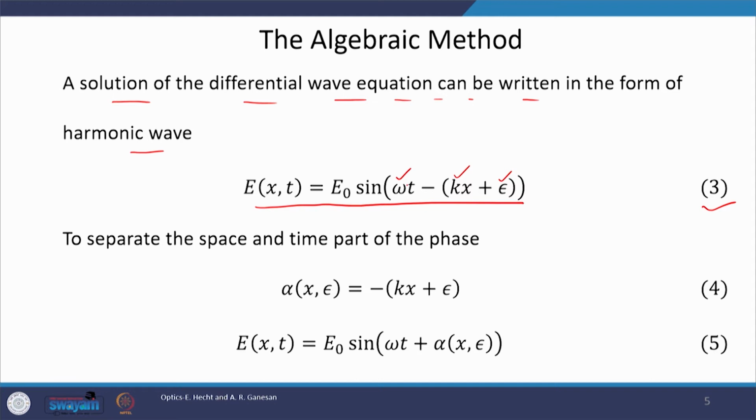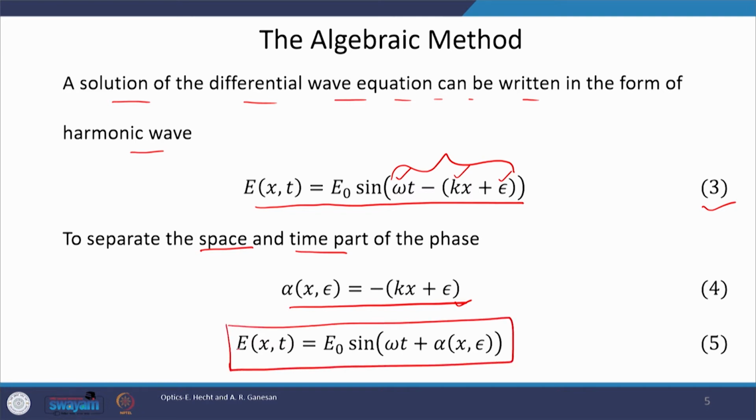Now, you see that in the phase part there are a space dependent component and a time dependent component. Okay. Now, let us separate the space and time parts in the phase. The space part can be written as alpha, and alpha would depend upon x and epsilon, and therefore the expression for alpha would be minus (k x plus epsilon). Now, if we do this, then the final expression of the solution of the wave equation will look like this, and this is represented by equation number 5.